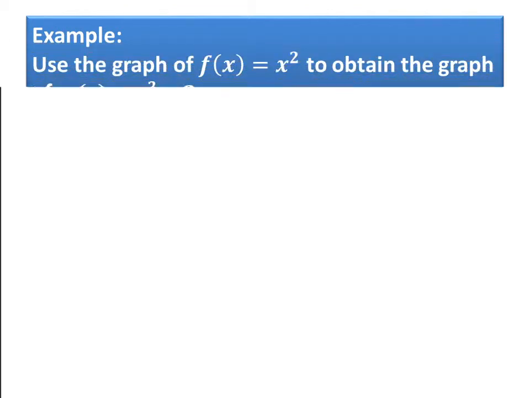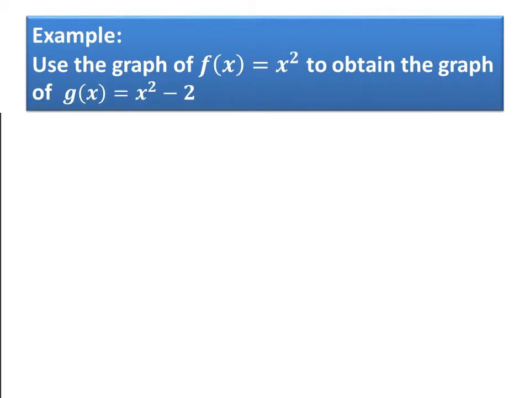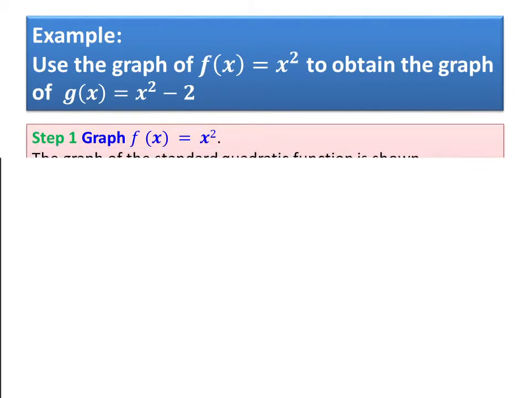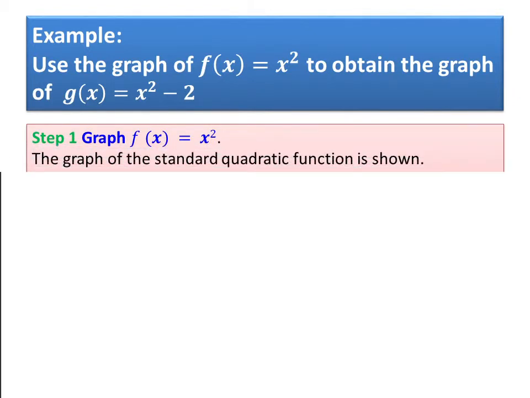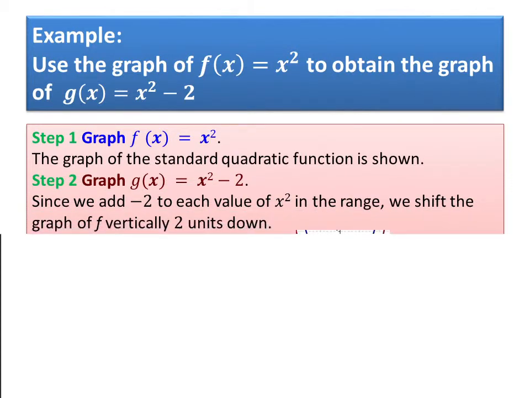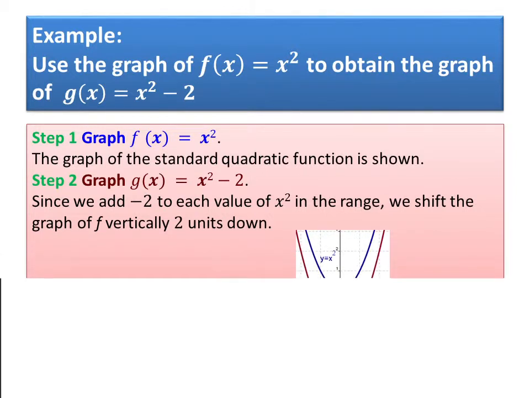Here is another example. Use the graph of f of x equals x squared to obtain the graph of g of x equals x squared minus 2. So we do this in 2 steps. Step 1, we graph f of x equals x squared, and we all know that when we graph it, we get the standard U shape, which is a parabola open upwards having its vertex at the origin.